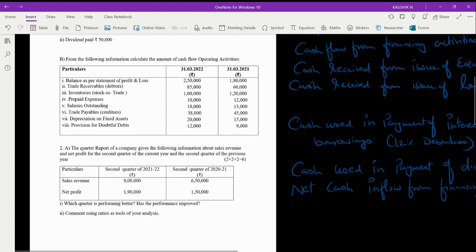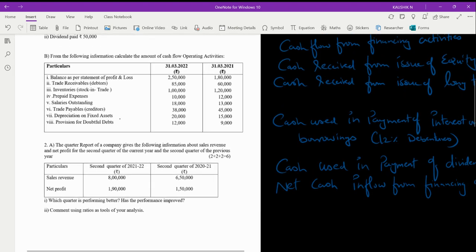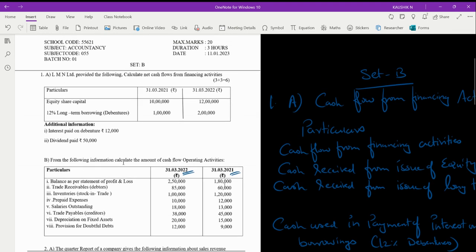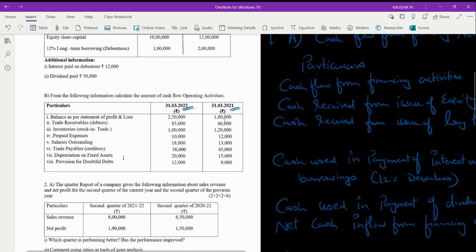Okay, coming up to your B subdivision. What they've asked you to do in 1B, just read the question. In 1B, from the following information, calculate the amount of cash flow from operating activities. Now look into this question. I made the first column for the current year and second column the previous year. So the question above, how they have given it: first column is representing previous year, second column current year. But in the below question I made a slight twist. First column is for the current year and second column for the previous year.